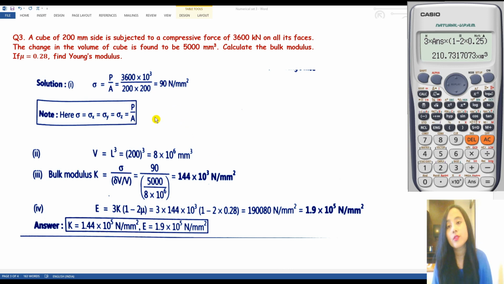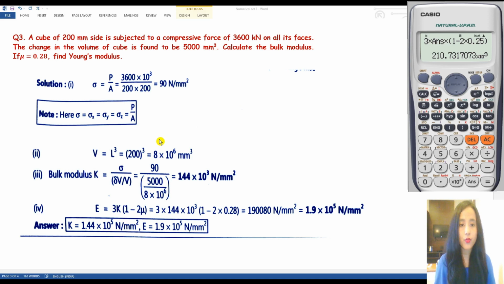If mu is equal to 0.28, find Young's modulus. What is given in the question? The cube's side is given as 200 mm, and the force acting on this cube is 3600 kilonewton, acting on all 3 faces. Now, the change in volume is given, and we have to find bulk modulus K.